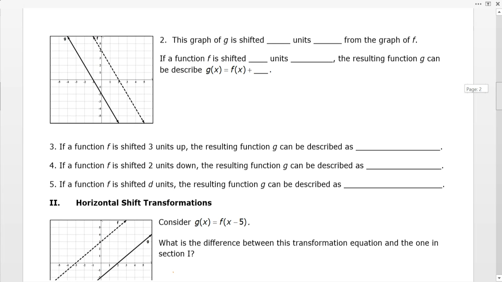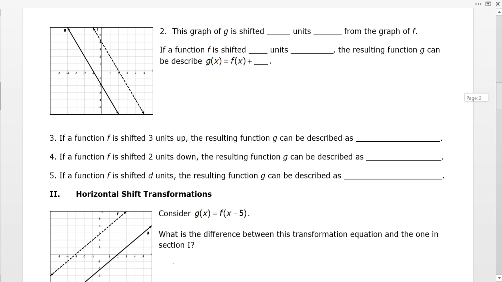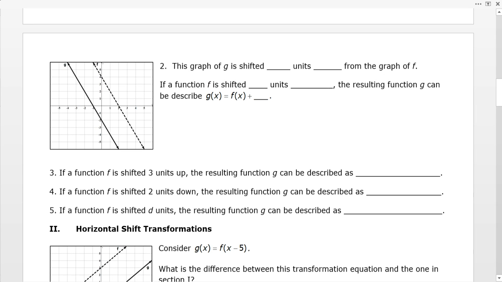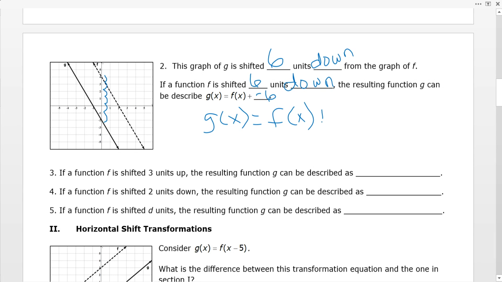Okay, so here's another one. F is this dotted line still. This time G is moved down. So let's count how far. 1, 2, 3, 4, 5, 6. So G is shifted 6 units down. If it's 6 units down, notice they still put a plus sign. It's going to be plus a negative 6. It's the same thing as subtracting. But when we want to do a general statement, we're always going to use the plus sign because then we can add a negative number and it doesn't change it.